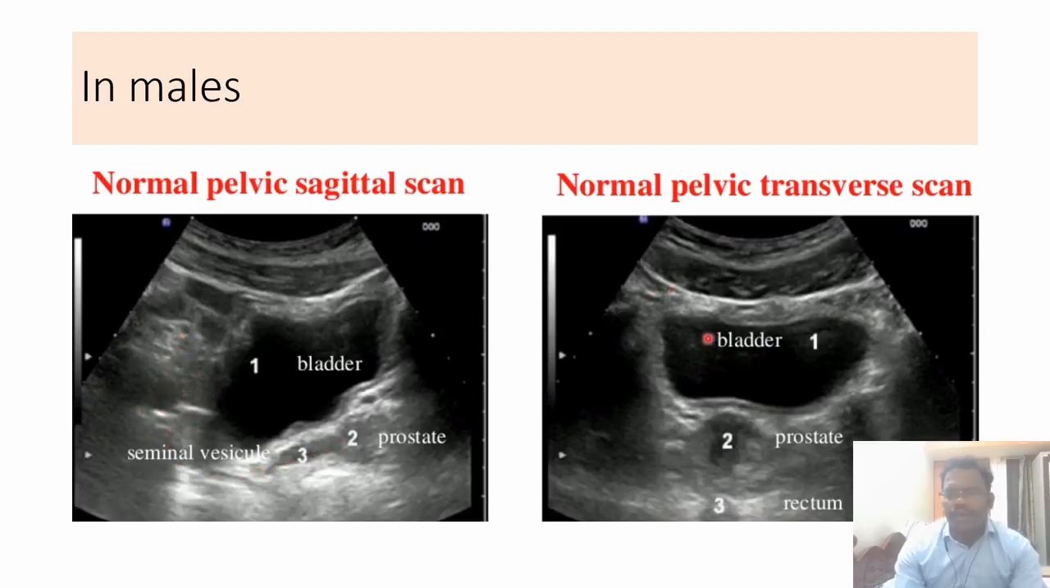See here again the transverse image. This is the urinary bladder, this is the prostate, and this is the rectum. Just above this, the space is called rectovesicular pouch.